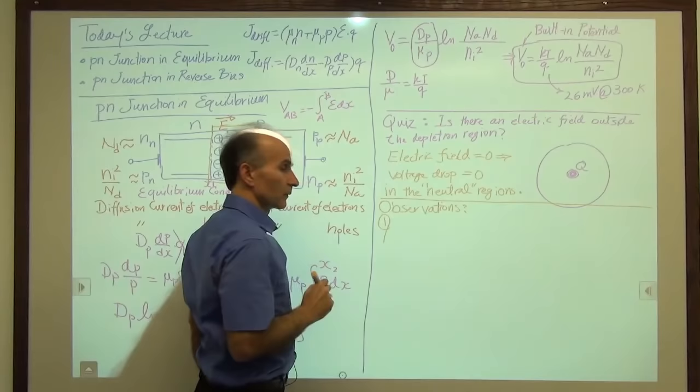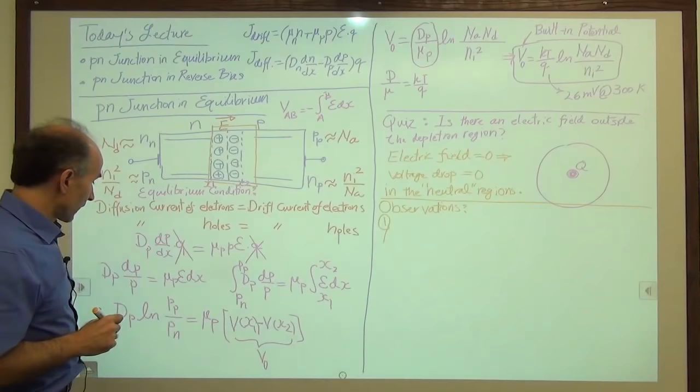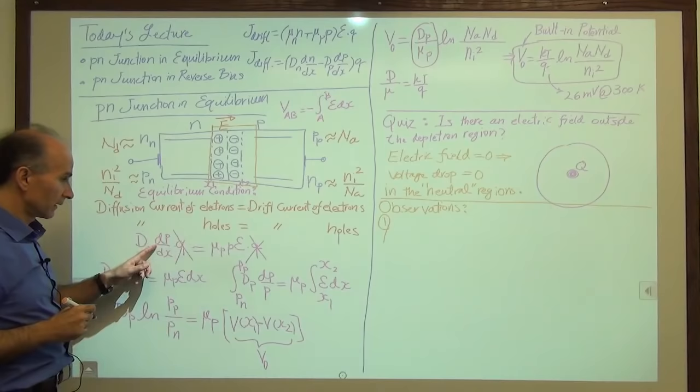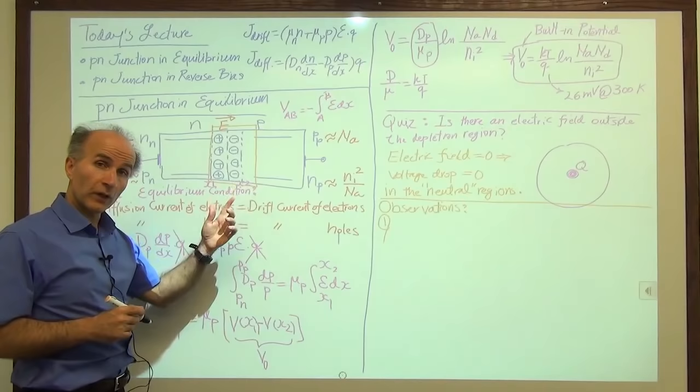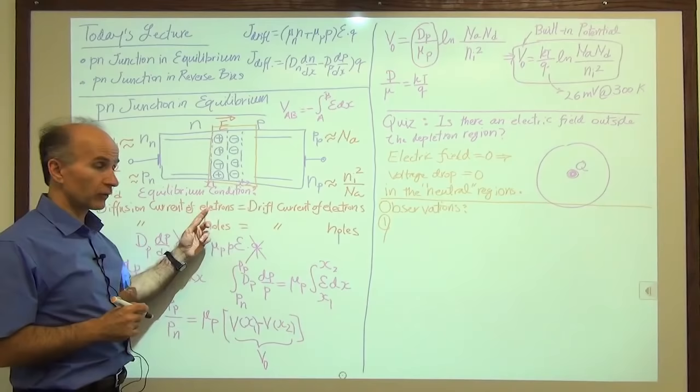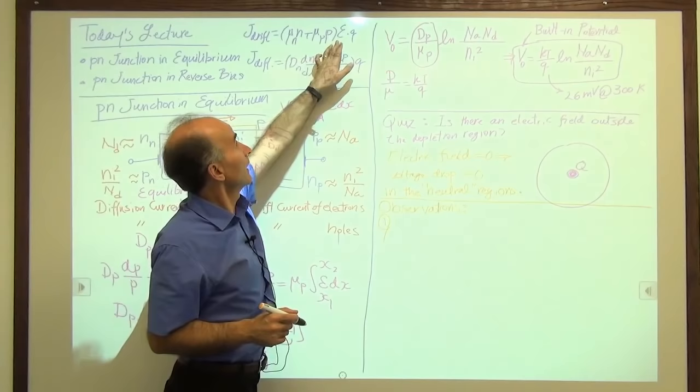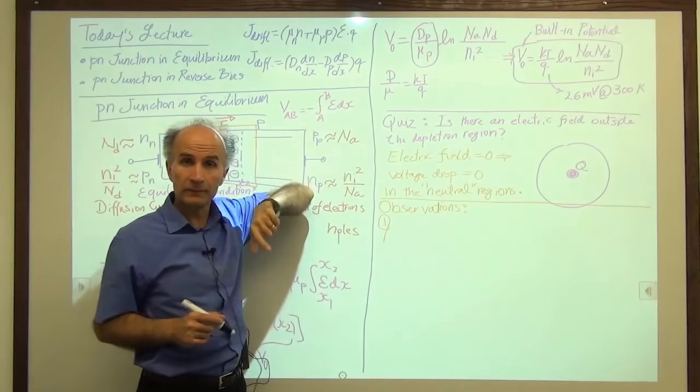Okay, first observation. You might be wondering that I wrote these equations from this condition for holes. Diffusion current of holes must cancel the drift current of holes. I never wrote the equation for the electrons. What happens if I repeat this analysis for the electron currents? So by equating this one, mu n n E q, to this one, q D n dn over dx. Well, you can carry out the calculations, and it turns out that you get exactly the same result.